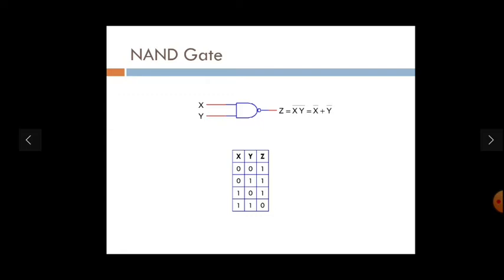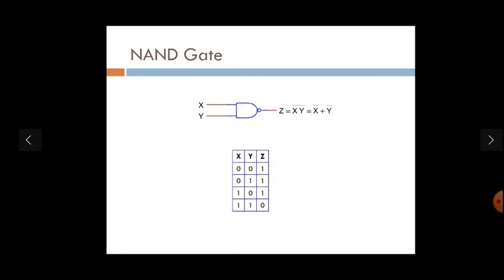See here the symbol of NAND gate. When there are two inputs X and Y of NAND gate, the output will be Z. It is (X dot Y) bar, which is equal to X bar plus Y bar as per the law of Boolean algebra.